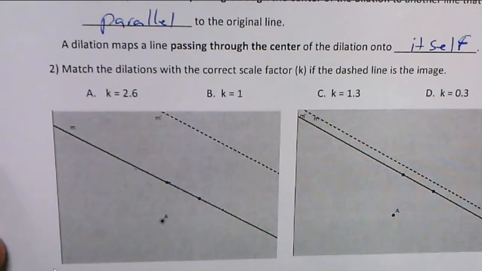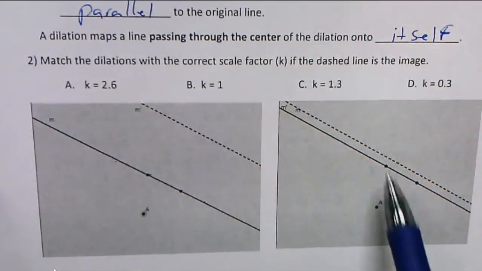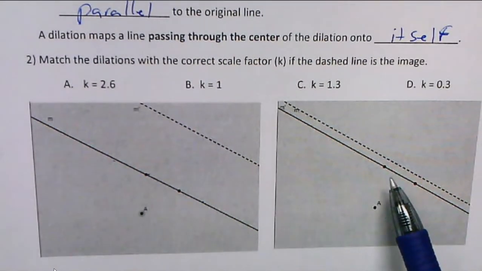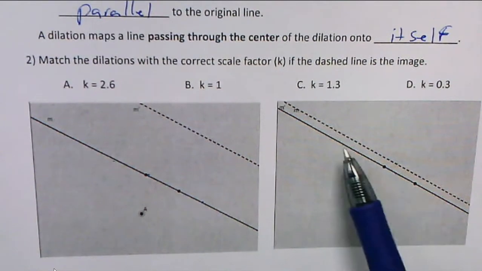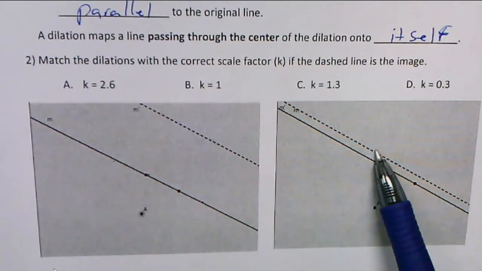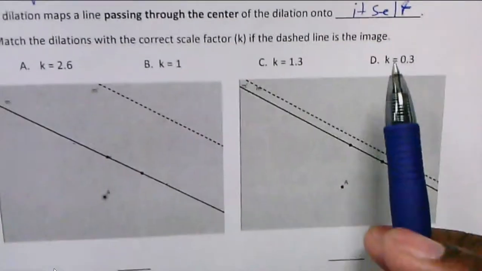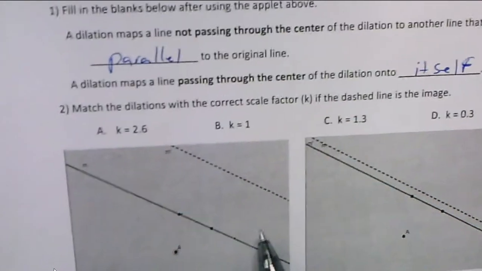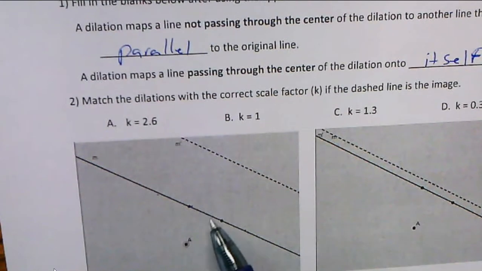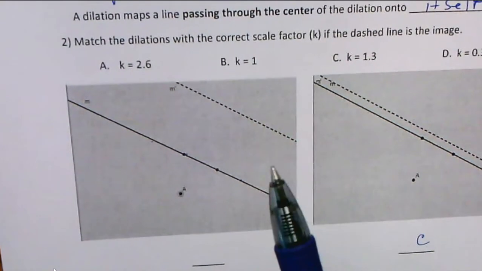It says match the dilation with the correct scale factor, the dashed line. So we looked at this. This line looks to be getting closer to the original line. And this one looks like the original line, slightly further away from it. If you play with the numbers on the GeoGebra page, you should have found that this one was letter C. And the one here is almost 3 times away from it, so you should have found this one was represented by the letter A.